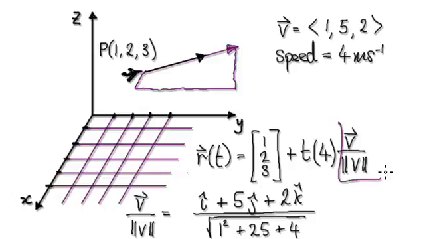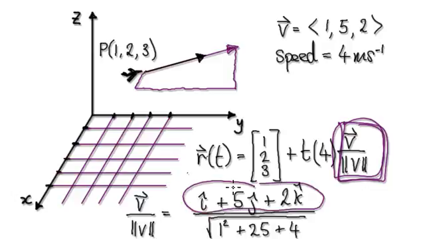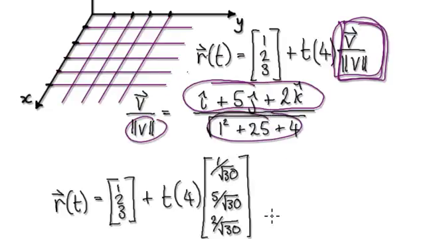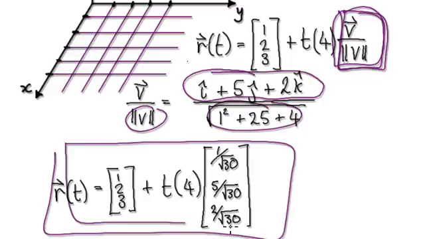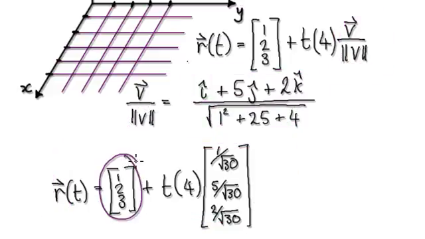So now we need to extract the unit vector. Extracting the direction, this unit vector here is the direction. So we would get our vector here divided by its magnitude, which would be this. So our equation for a straight line is now given by this. This is our starting position, this is our speed, and this is our direction.